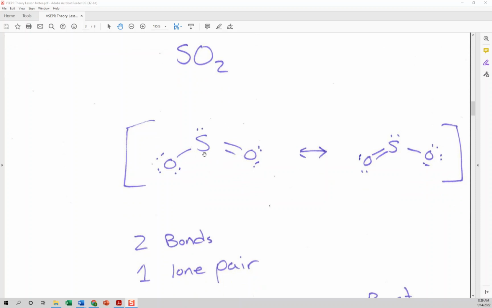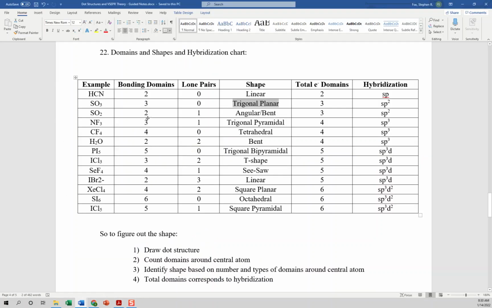If it was 3 bonding domains, we would call this trigonal planar, but we only have 2 bonding domains. We have 3 total domains, but we have different types of domains. They're not all bonds, so this can't be trigonal planar. It's going to have to be a different shape. So let's go to our chart and see what it's called. 2 bonds, 1 lone pair: the shape is called angular, or also known as bent.